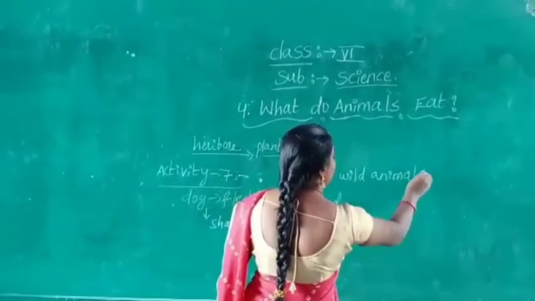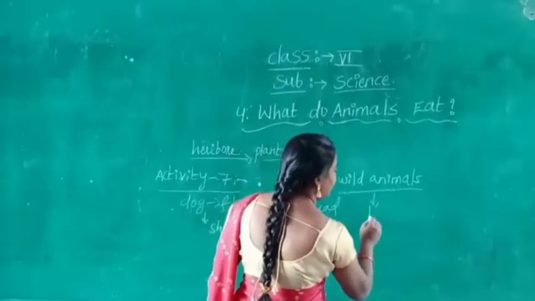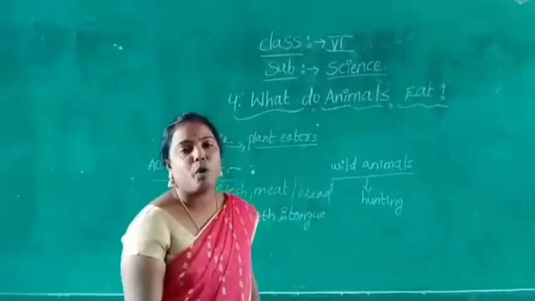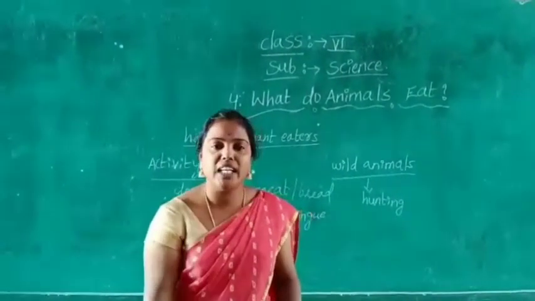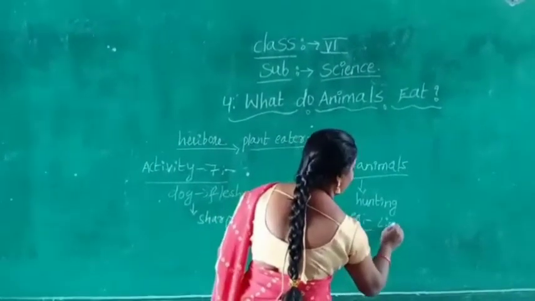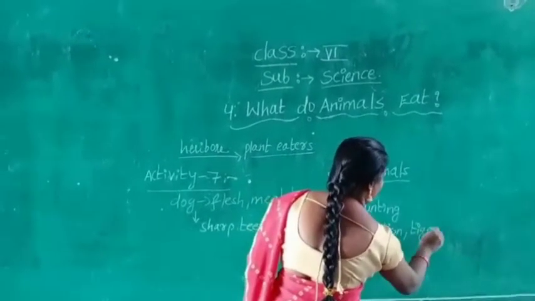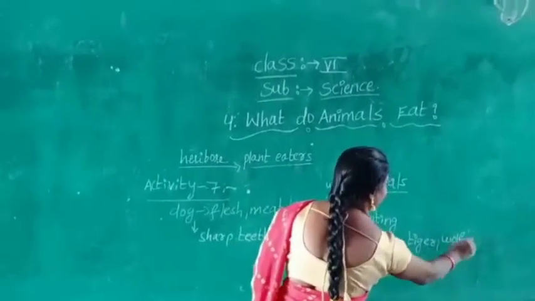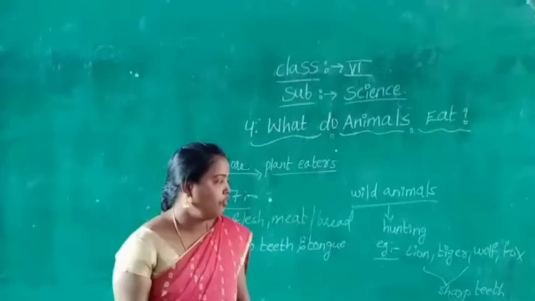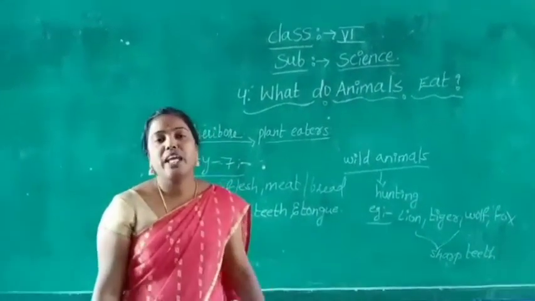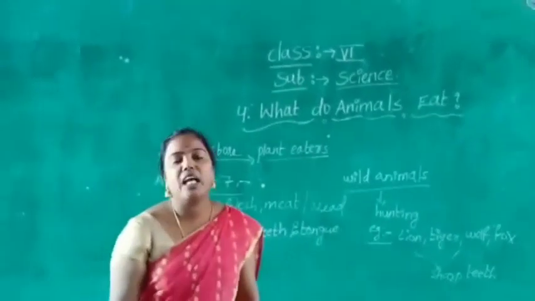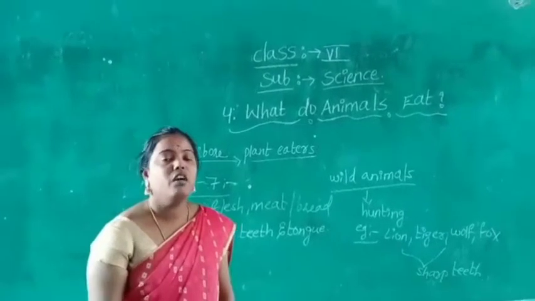Okay, children, which animals are taking food by the hunting process? Those animals are called wild animals. What are the examples of wild animals? Lion, tiger, wolf, fox. They have very sharp teeth. So which animals are taking food by hunting? Those animals are called wild animals.